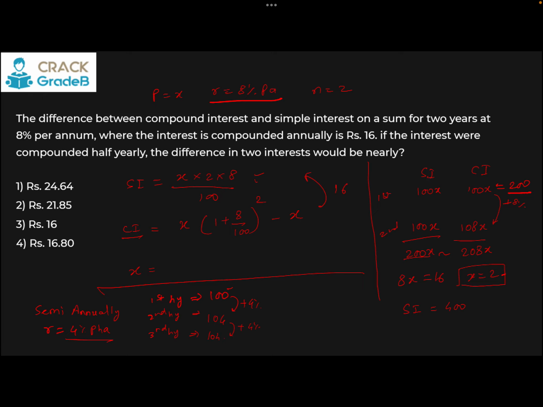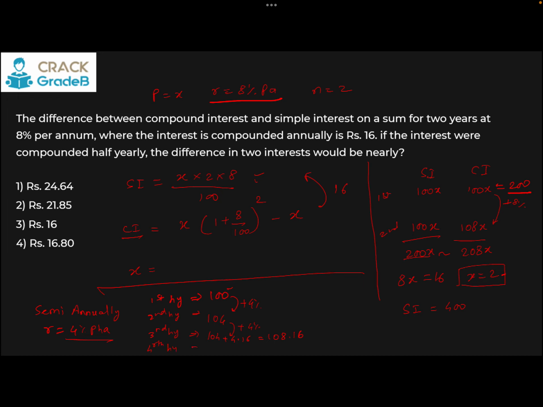It is going to be basically 104 point, the 4% of it is 1.6. So 104 plus 4% of this, which is 4.16. So it is going to be 108.16.